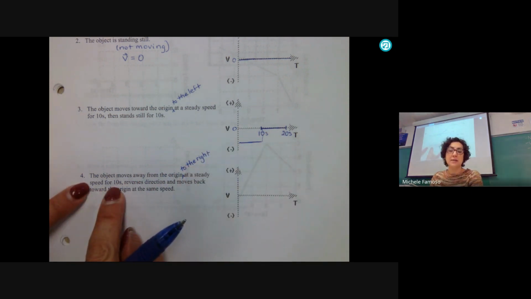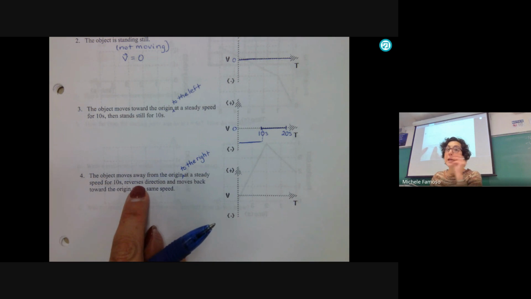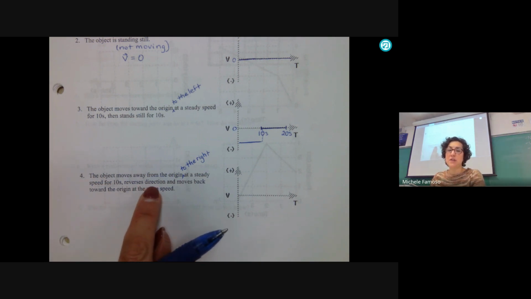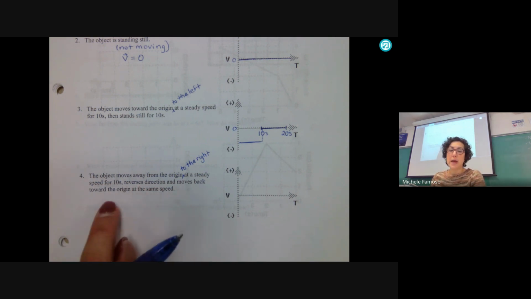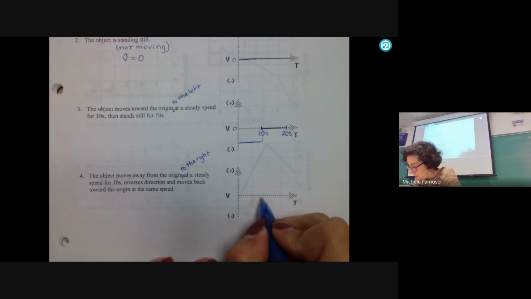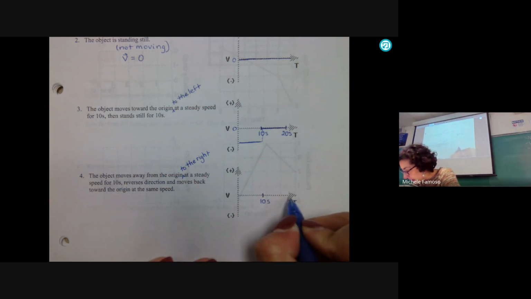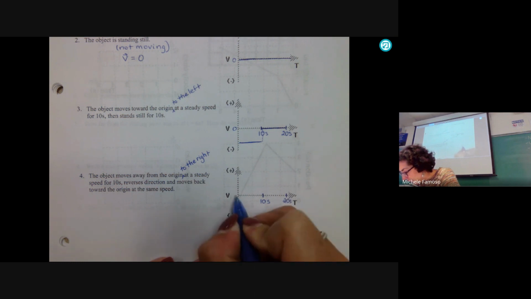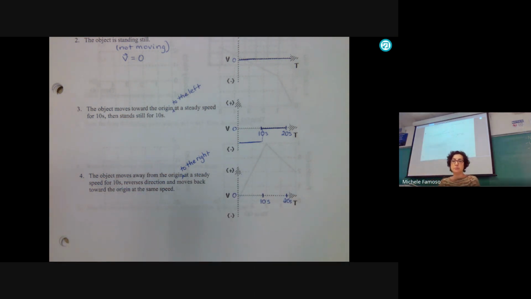Okay. Number 4. The object is moving away from the origin, let's say, to the right at a steady speed for 10 seconds, and then it instantly reverses its direction and goes back toward the origin at the exact same speed. Let's say, again, this is a total of 20 seconds. So I'm going to label 10 seconds and 20 seconds. And of course, there is a 0 velocity. So if we are traveling to the right at a steady speed for 10 seconds, what's that going to look like?